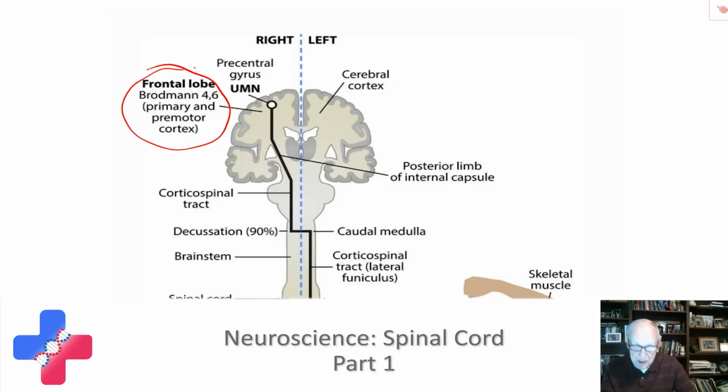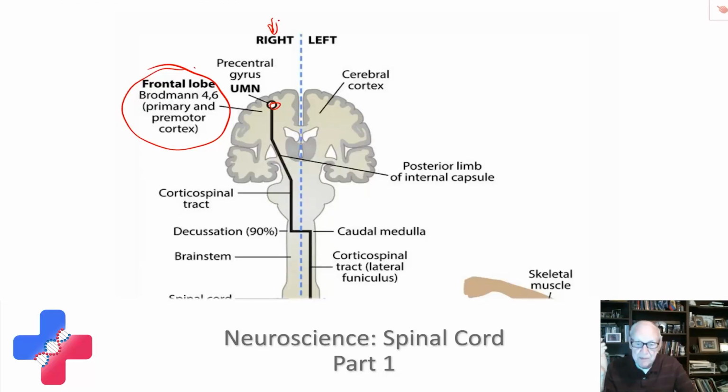This is where the majority, not all, but majority are. So this circle here represents the origin of that upper motor neuron in area 4, area 6 of the frontal lobe, which is referred to as the precentral gyrus. In this example, we're starting here on the right side of the brain, so we have a fiber beginning to descend.